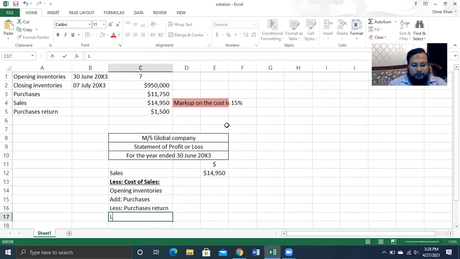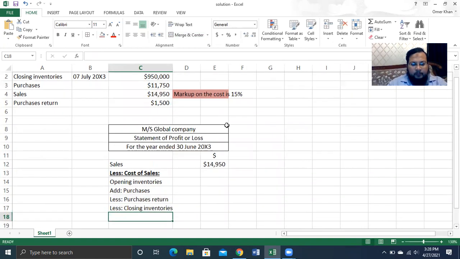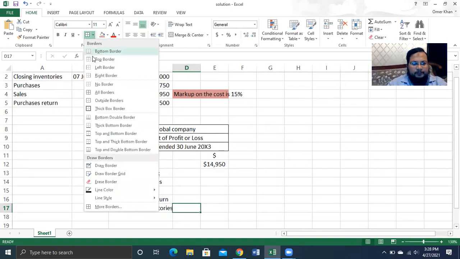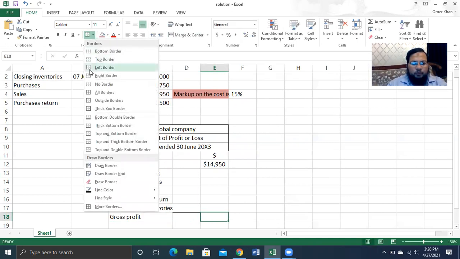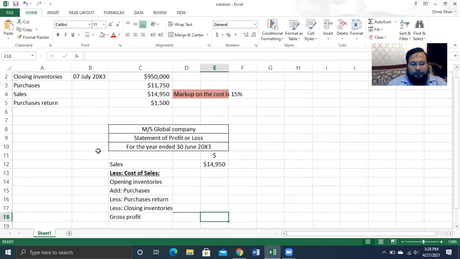Then we subtract closing inventory, and finally we are left with the cost of sales. And here we can find our gross profit. So this is the pro forma which will be used for this question.